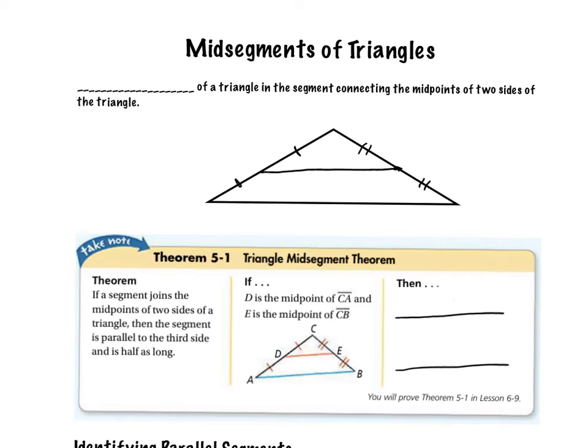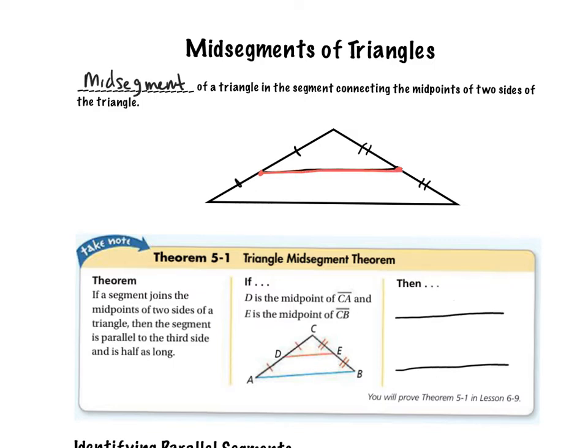So yesterday you looked at an explanation of what happens when you take the midsegment and the side that it's parallel to, and what the relationship is between their lengths. So first thing is, the midsegment is the segment that connects the midpoints of two sides of a triangle. So if I look at this triangle that I have drawn here, I have a midpoint here, and that is my midsegment.